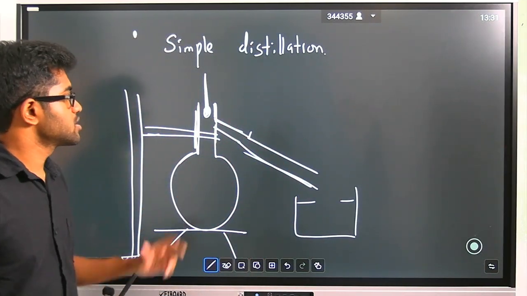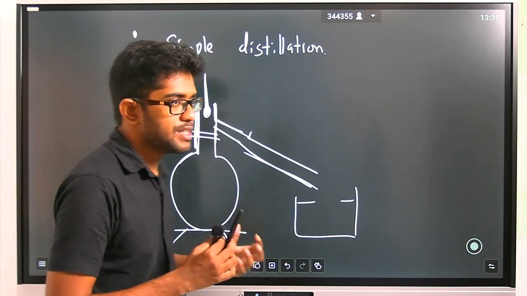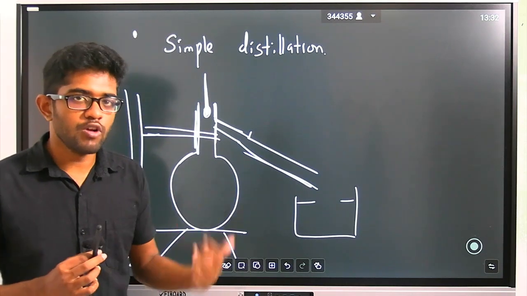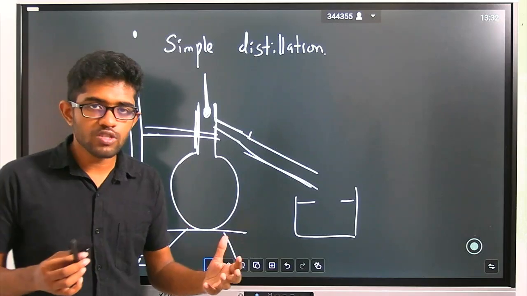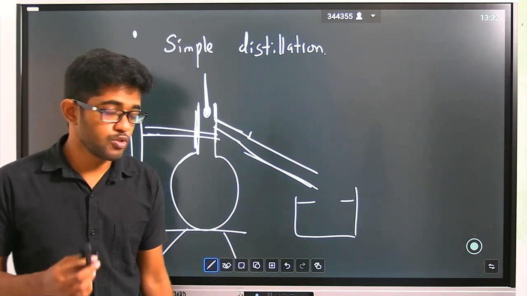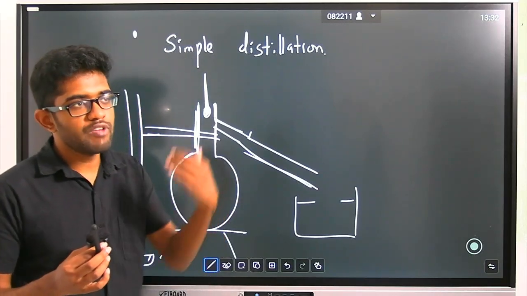And before that, you need to understand what we are using the simple distillation for. The basic idea of a simple distillation process is that if you have a solution which contains one volatile component and a non-volatile component, then to separate those we can use the simple distillation, right? So the idea of volatility is how easily you can vaporize a solution.